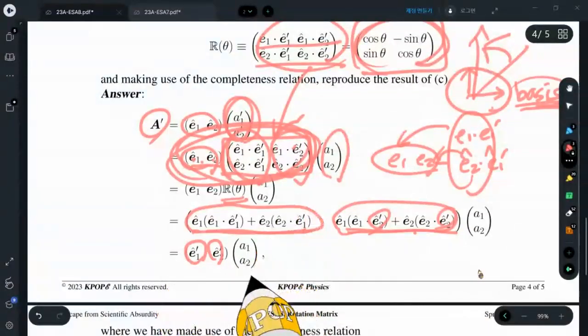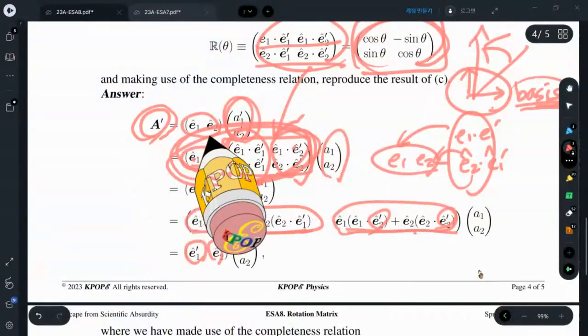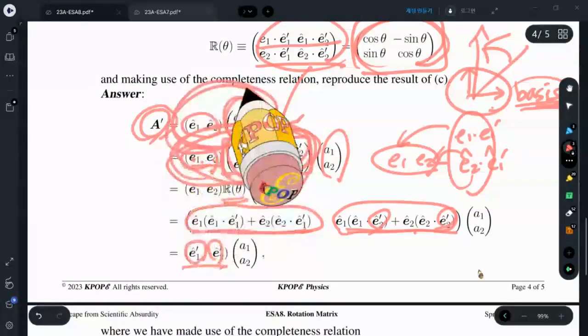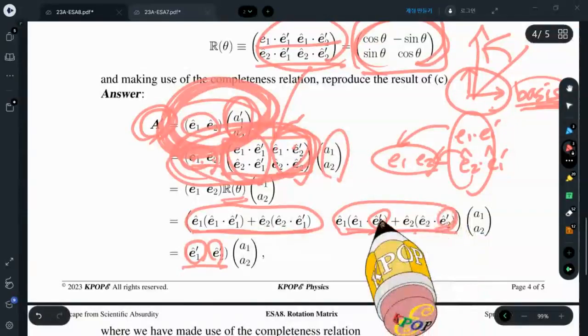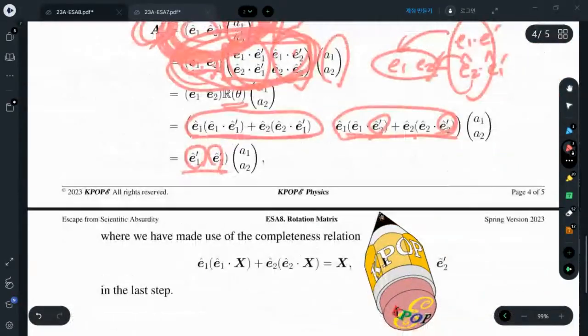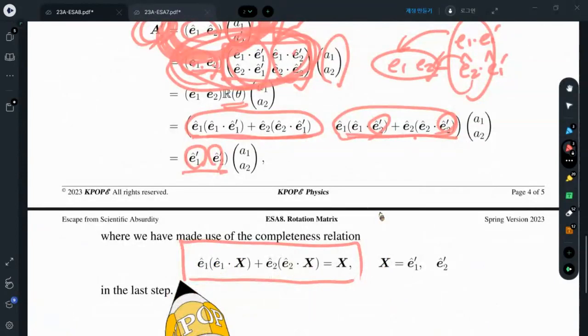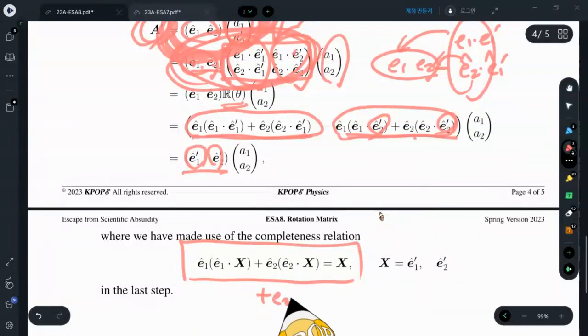Aha! From this, we have shown that A prime is invariant whether we use the old basis vectors or the new basis vectors. But in physics, we prefer keeping the basis and letting the components vary. That is very, very important. And in here, we frequently use the completeness relation. This is only for the two-dimensional case. In the three-dimensional case, you have to add this term too.